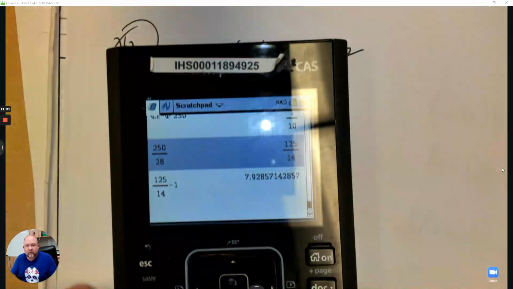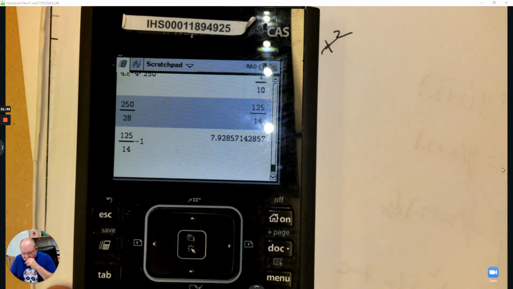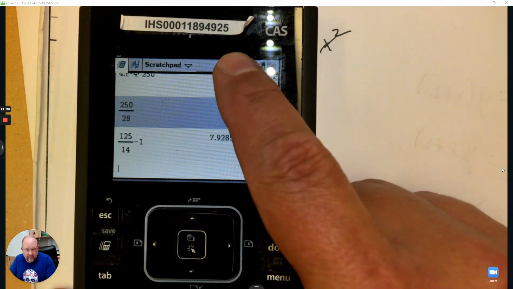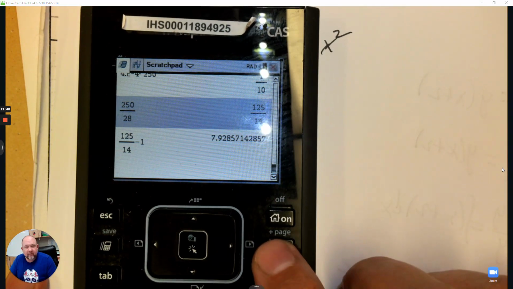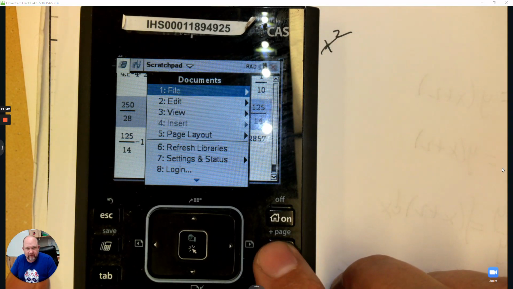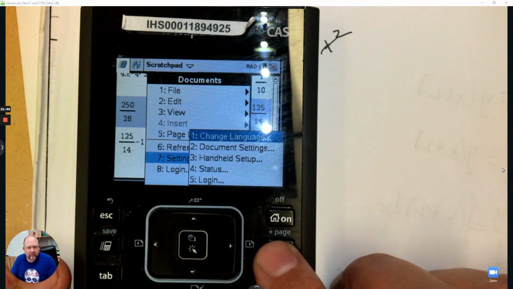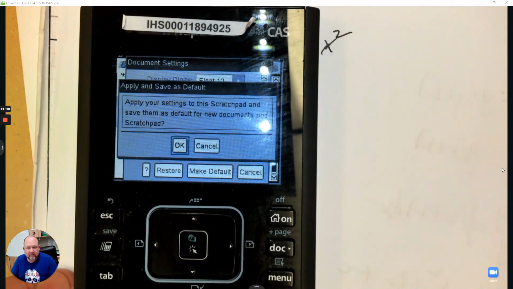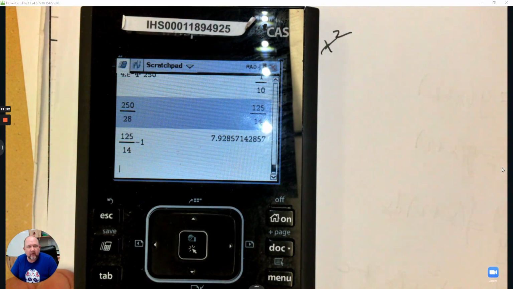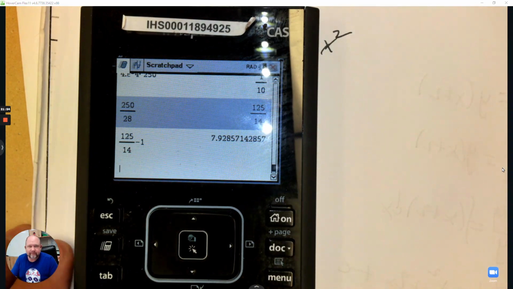All right, so this is using your calculator time. It is in radians, RAD. If it's not in radians, go to the document, go to settings, it's number 7. Go to document settings, number 2, and then change that angle to radians and then press enter. All right, we're going to graph it.